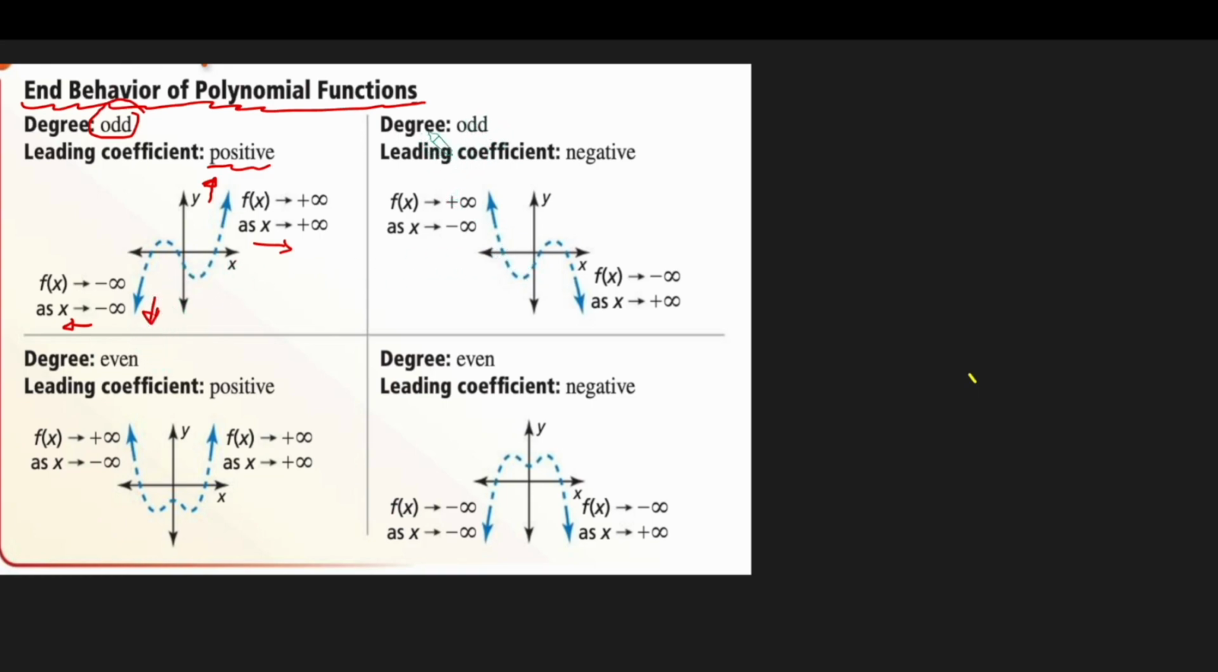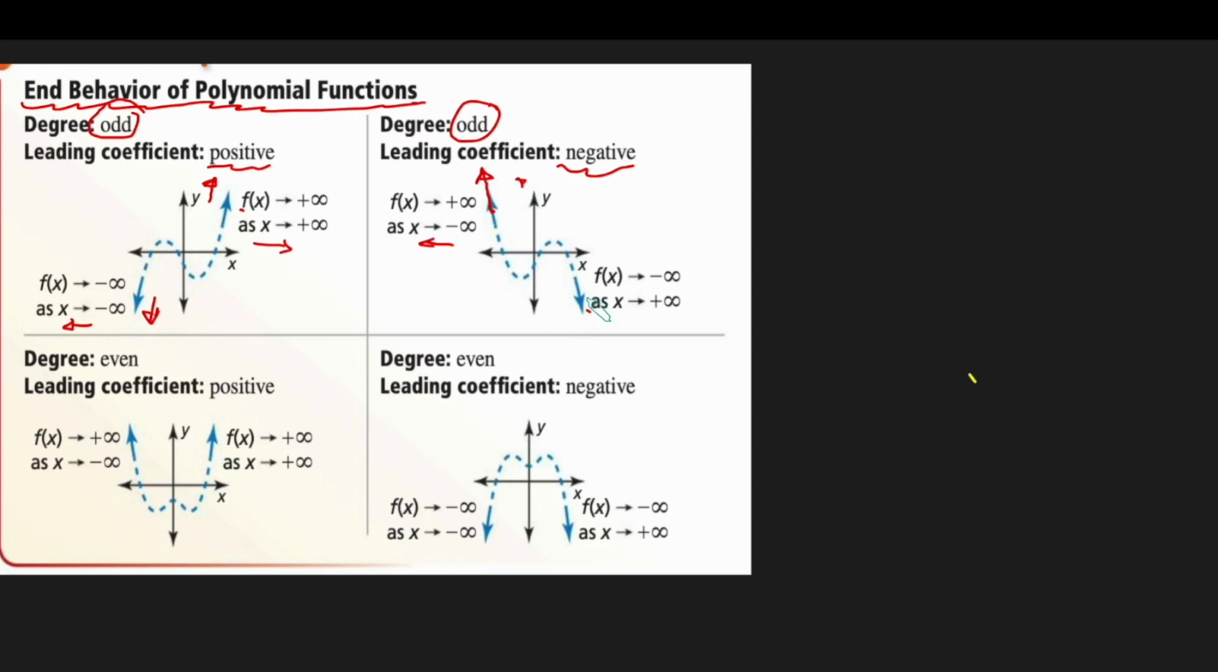If the degree is odd again, but the leading coefficient is negative now, what happens is that the direction flips. The left side still faces up and the right side will face down. Or we can say again that x is going toward the negative. So x is approaching negative infinity. And y is going up. So we can say that f of x is approaching positive infinity.